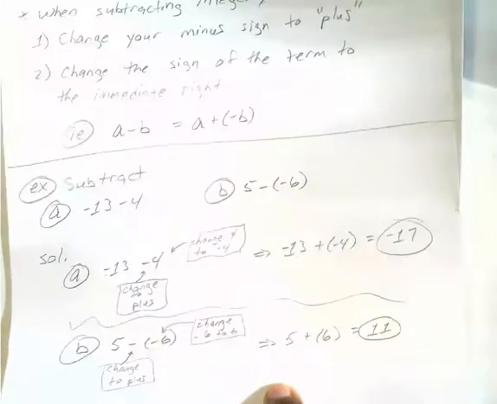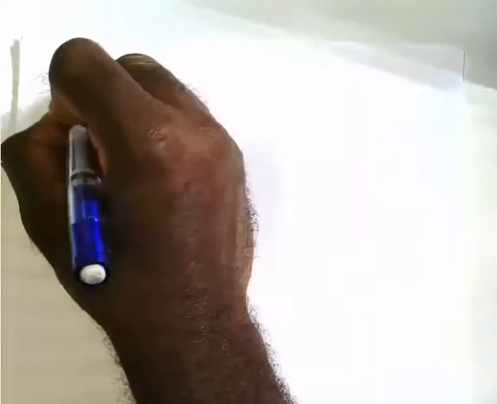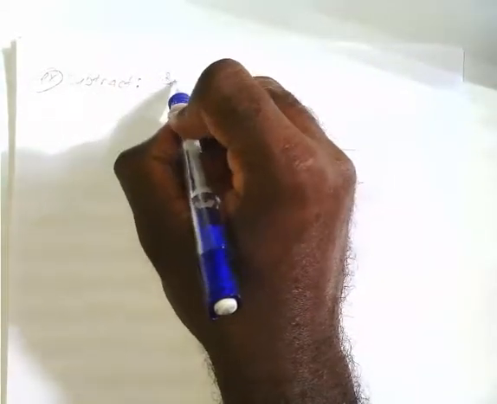So what I'm going to do now, I'm going to give you two problems to try on your own. And then we'll see how you're doing. Okay, so what if we wanted to subtract? Let's say you have 3 minus 6 for your problem A and for your problem B, negative 1 minus negative 7. All right, so go ahead and press pause. I want you to work out those two. And when you're done, come back and we'll see how well you did.